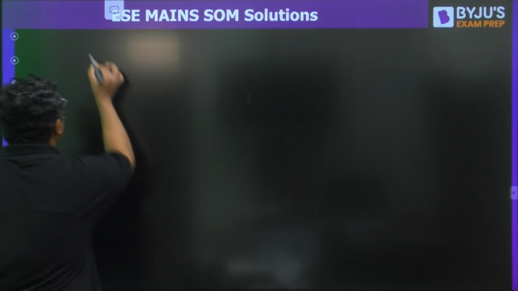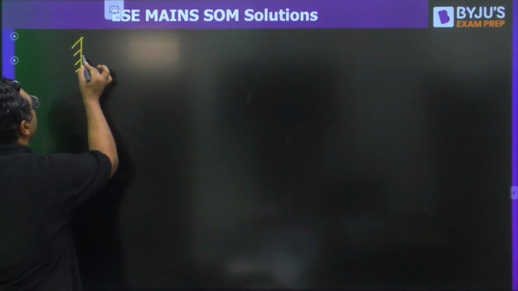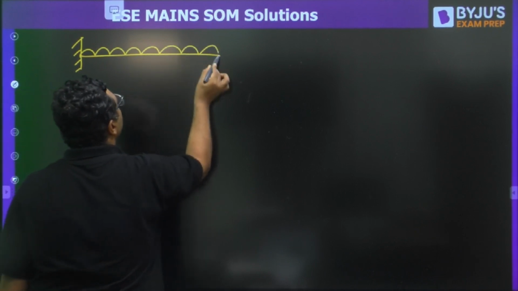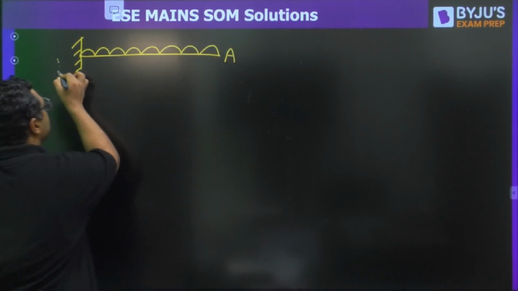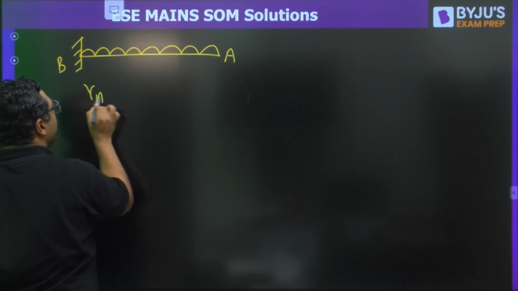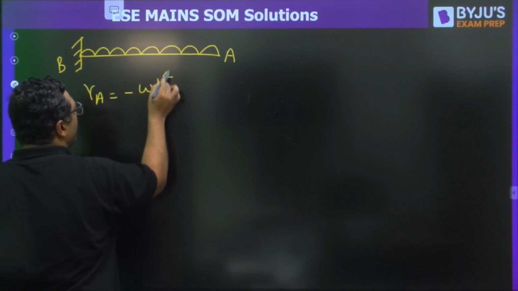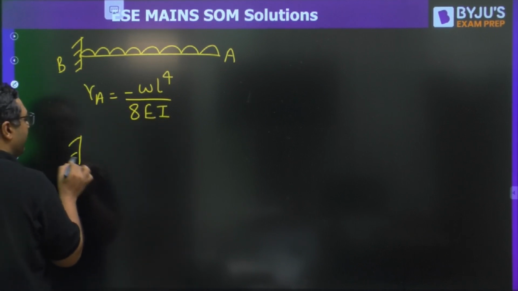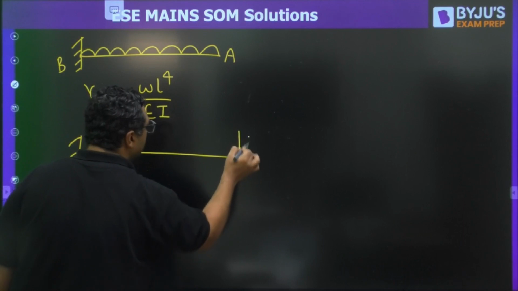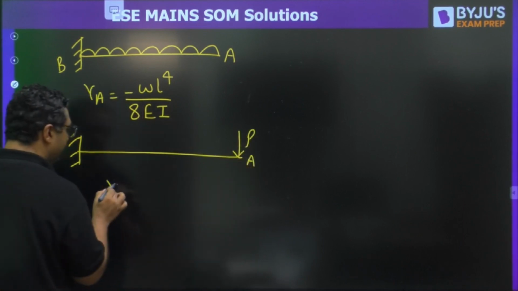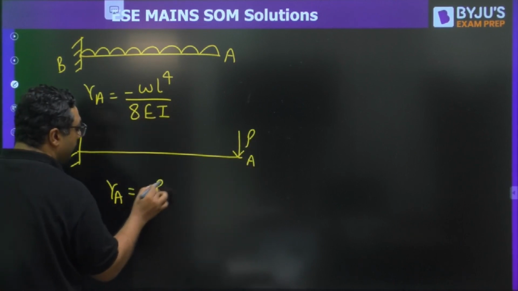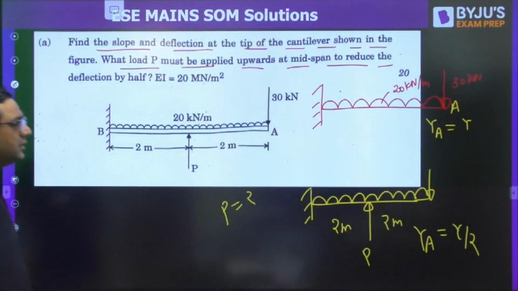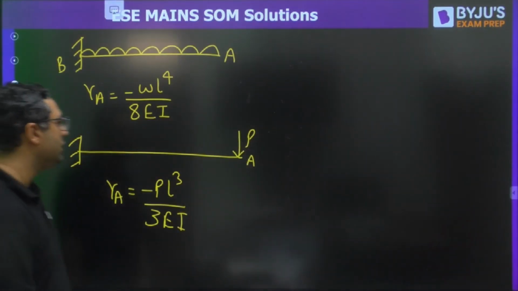So my dear, first of all we will go with this. Let us say we have a UDL. Everybody knows that because of the UDL, if this is A and this is B, deflection at A will be minus WL^4 upon 8EI. Similarly, if we have a point load at the end, then deflection at A can be written as minus PL^3 upon 3EI. It was a 20 marks question actually.